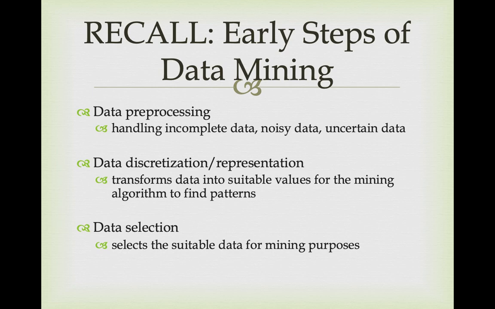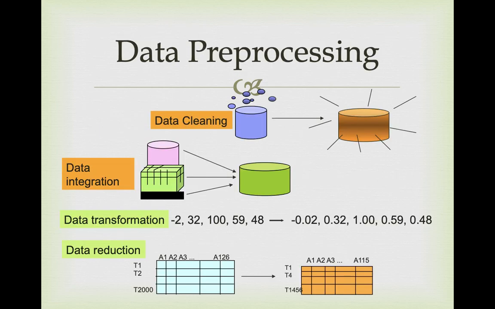The early steps of data mining are data pre-processing, data discretization or representation, and data selection. Data pre-processing handles incomplete data, noisy data, or uncertain data. Data discretization or representation transforms data into suitable values for the mining algorithm to find patterns. In data selection, we select the suitable data for mining purposes. So this is the data pre-processing.